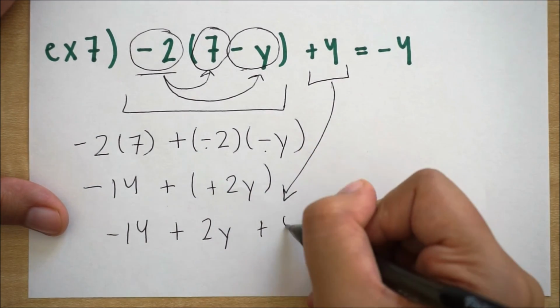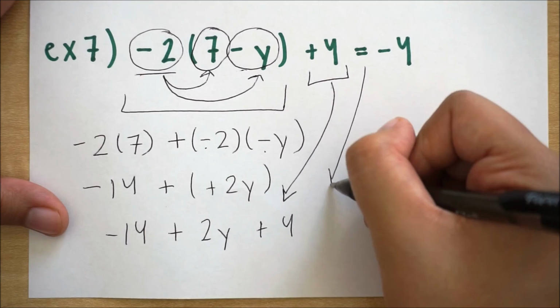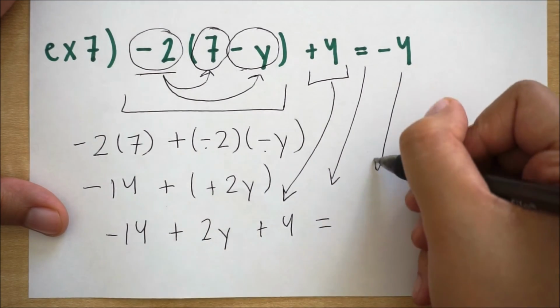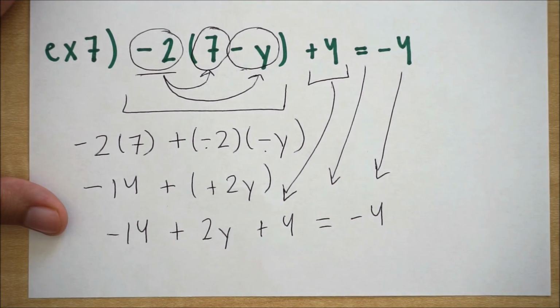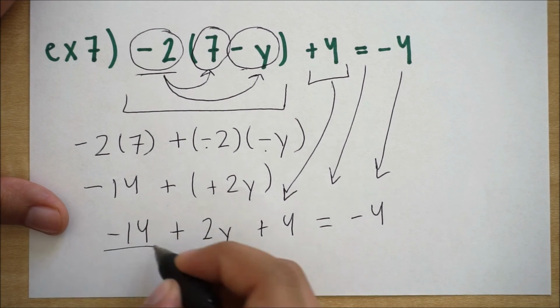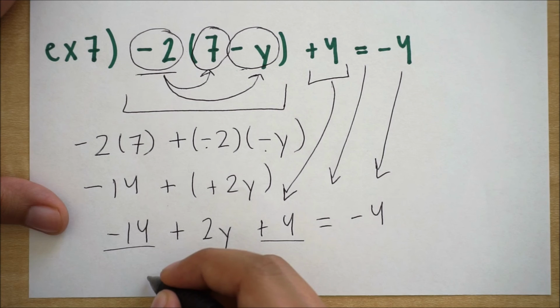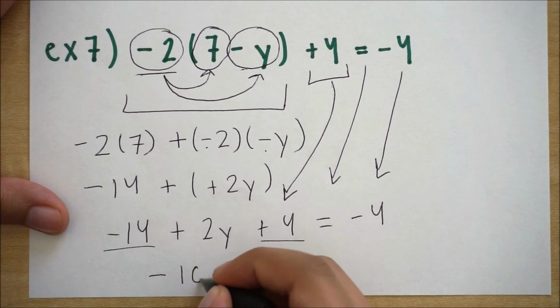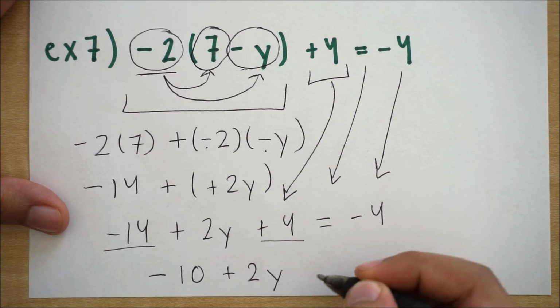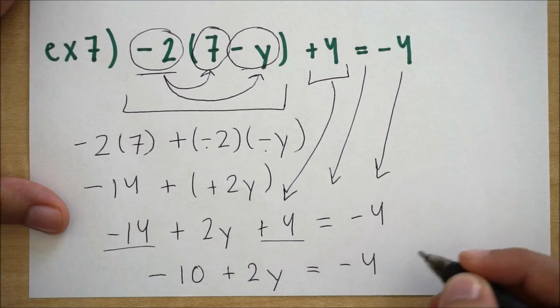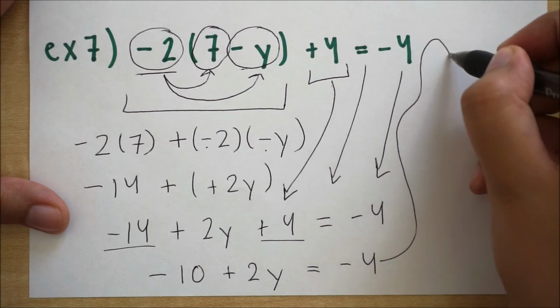Bring down the positive 4 from the original equation. Bring down the equal, bring down the negative 4. Now this is our problem that we're going to work with. So we're going to go ahead and combine the like terms. Negative 14 plus 4, which is equal to negative 10, plus 2y is equal to negative 4. Then, you know the drill. We got to make y independent.